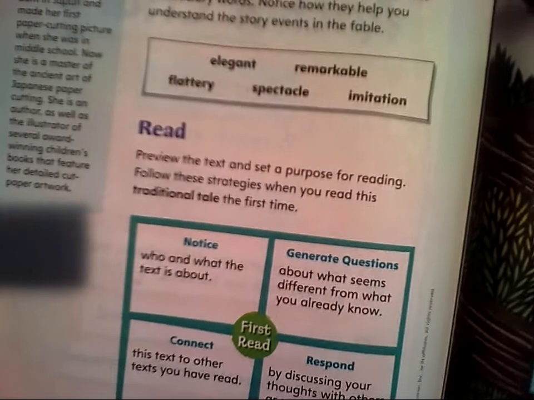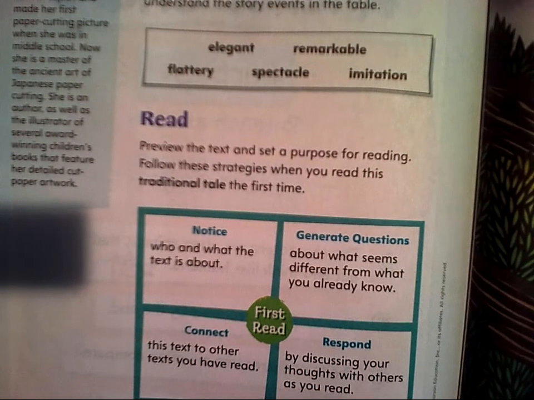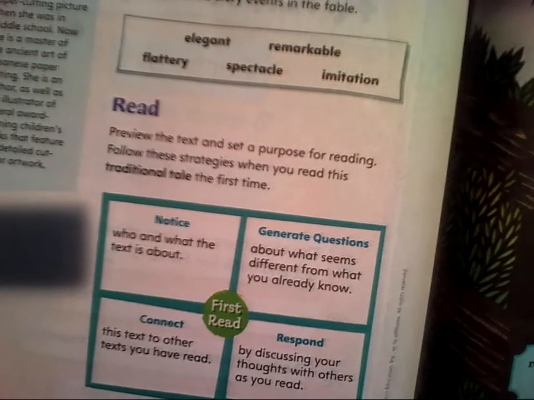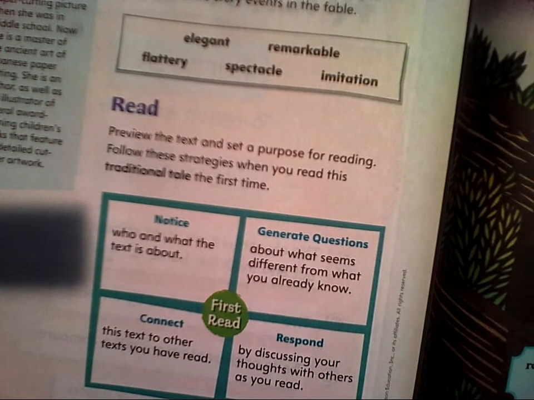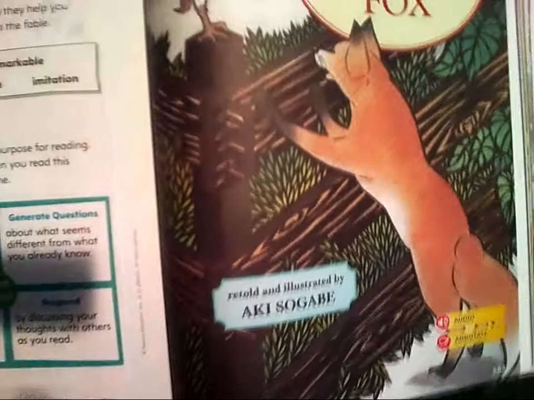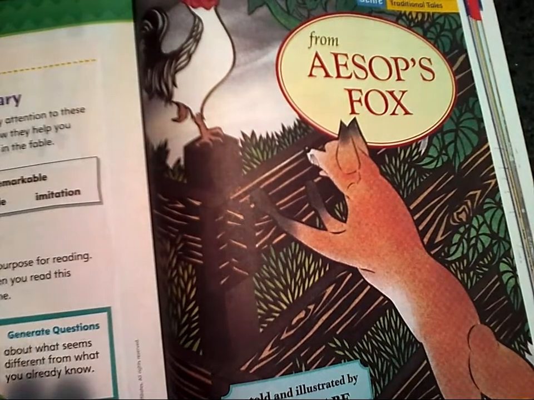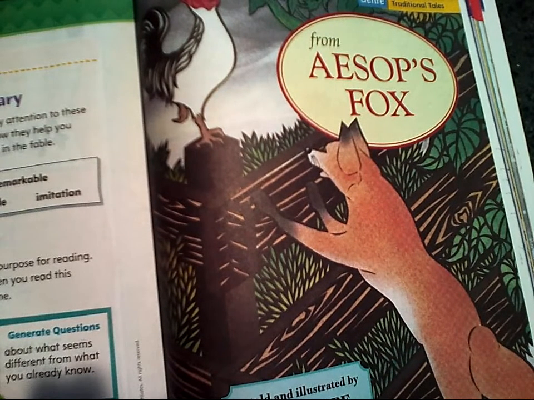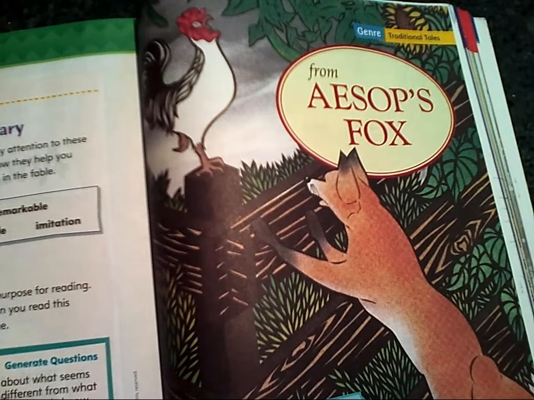The vocabulary words for this week are elegant, remarkable, flattery, spectacle, and imitation. Those are the words that we're going to be looking at in the story. So let's go ahead and get started. Again, this week we are reading Aesop's Fox. Okay? So let's go ahead and turn to page 584.